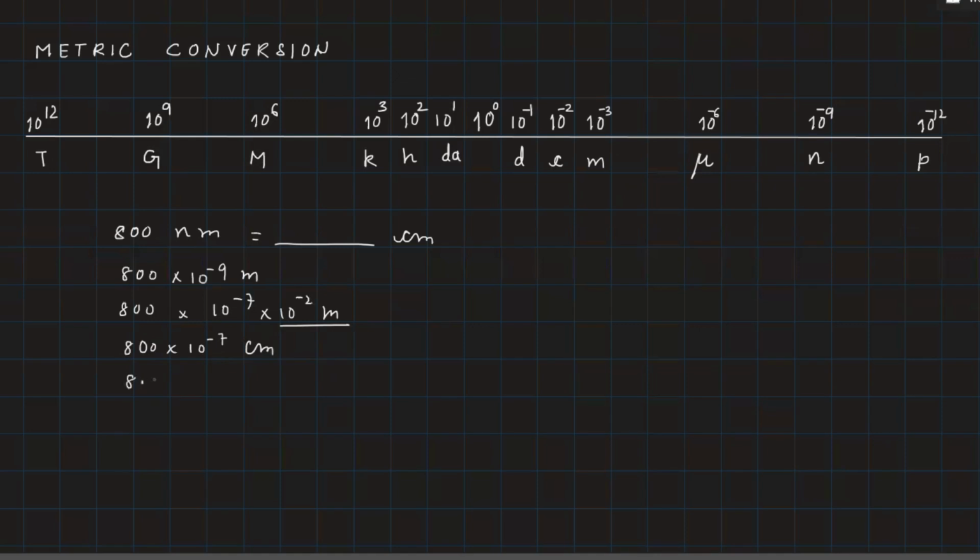Again, scientific notation is 2 decimals to the left. So this will be minus 5. So here I have 8.0 into 10 to the power minus 5 centimeter.